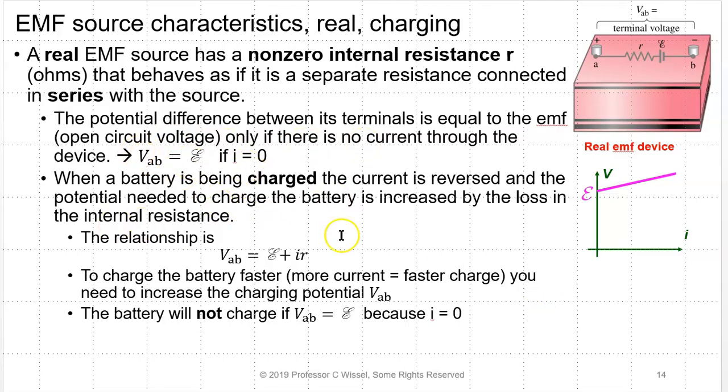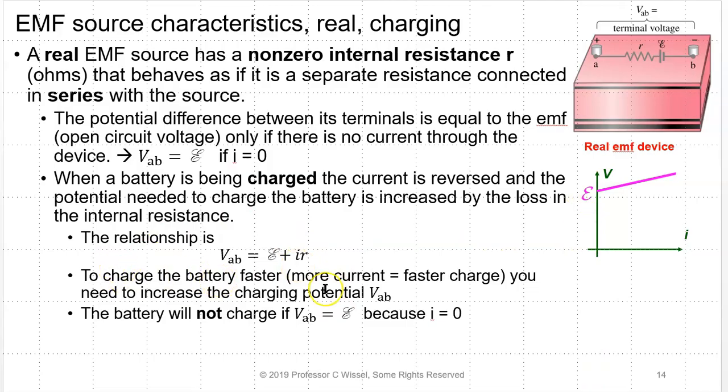When the battery is being charged, the current is reversed, and the potential needed to charge the battery is increased by the loss in the internal resistance. The internal resistance always fights you. The relationship is VAB equals E plus IR. Now, this is for a charging battery. The one we had before was for a discharging battery.